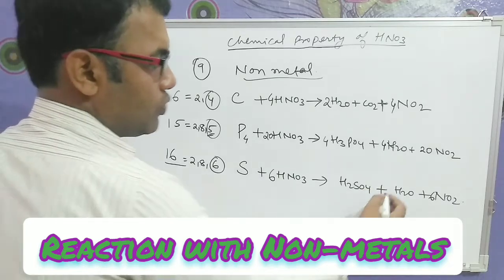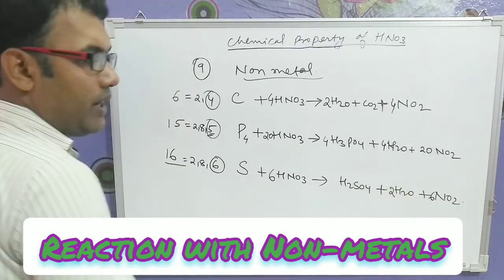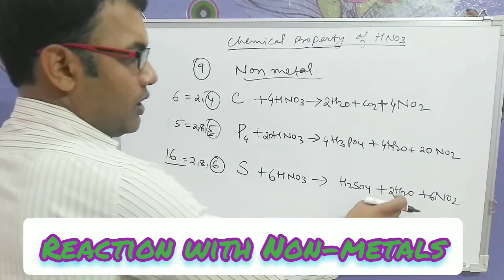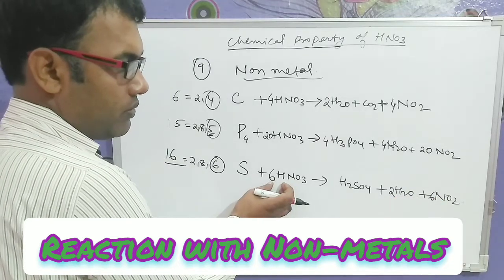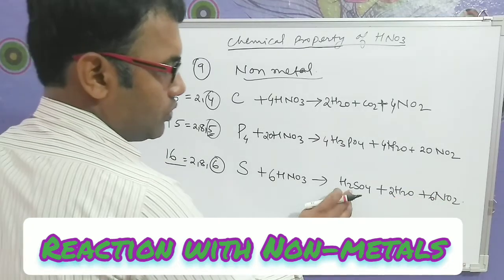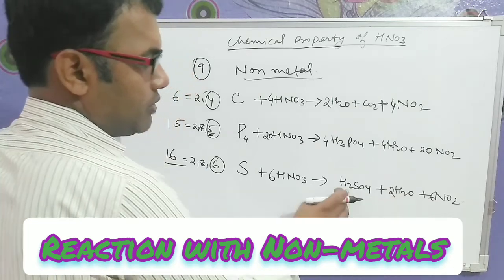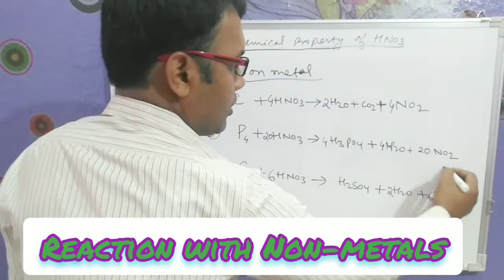So how much more? 2 more. So 16 plus 2, 18. So your oxygen is balanced. Your nitrogen is also balanced. Sulfur is also balanced. Now it's the turn of hydrogen. So 6 hydrogen. So 2 to 4. That becomes 6. So this is your balanced equation.